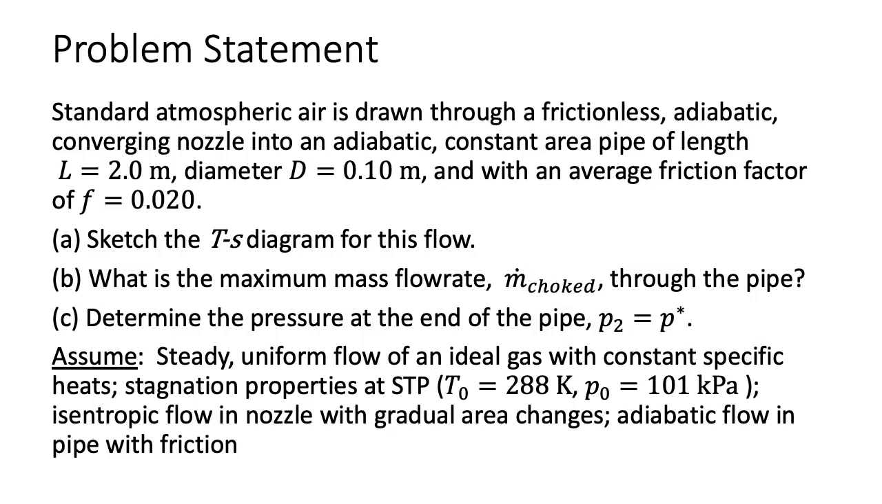For this problem, we will assume steady, uniform flow of an ideal gas with constant specific heats. Also, we will assume that the air in the room is at a stagnation temperature of 288 Kelvin and a stagnation pressure of 101 kilopascals. Finally, we will assume isentropic flow in the nozzle with gradual area changes, and then adiabatic flow in the pipe with friction. Note that the flow in the pipe with friction will definitely be non-isentropic.